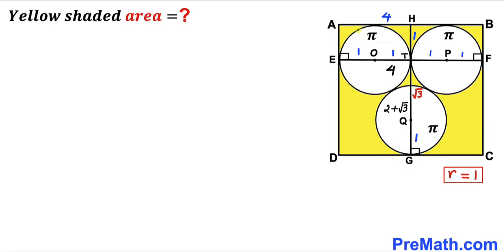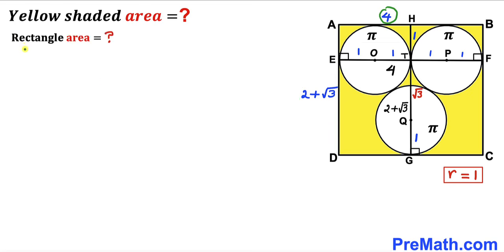And now let's make an observation. We can see this side length of this rectangle is going to be equal to this HG length, and we know this length is 2 plus square root of 3. So therefore, this side AD length is going to be 2 plus square root of 3 units as well. So thus we figured out the side lengths of this rectangle as 4 and 2 plus square root of 3.